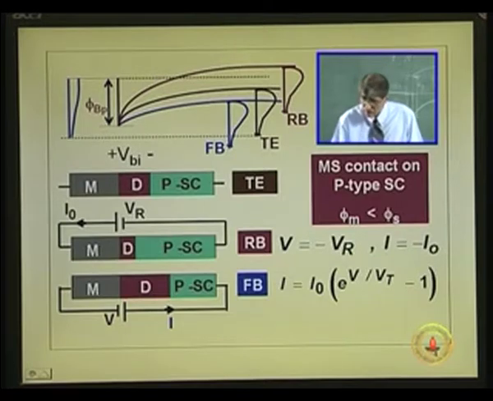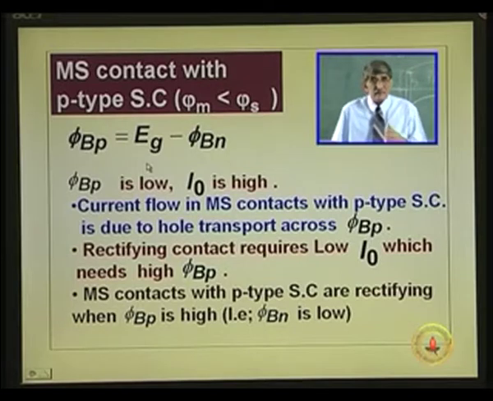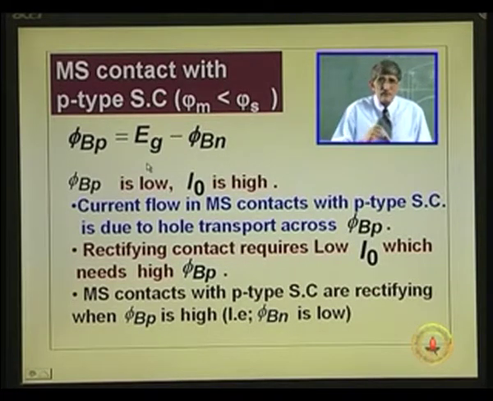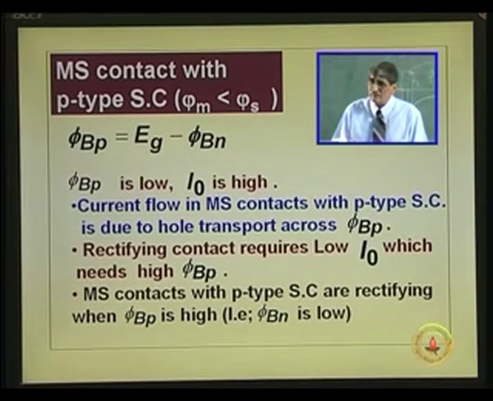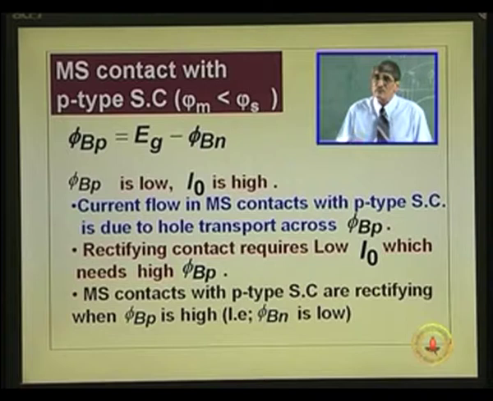Okay. So, with those things, what we now see is, what I have said already, that phi Bp plus phi Bn is Eg, and in this case also whether it is rectifying or ohmic depends upon the barrier height. If phi Bp is small, I naught is large, it is closer to ohmic contact. If phi Bp is large, closer to rectifying contact.